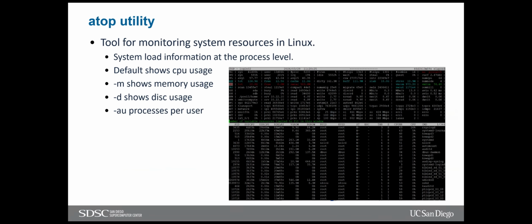The atop command is the same thing. It displays load for the system's resources at the process level. It's useful for diagnosing failing errors. It allows you to keep logs and monitor the work of processes over a period of time. This too is not built in. It has to be installed on the server. An additional feature is that you can look at disk usage, and the -au option shows processes per user.